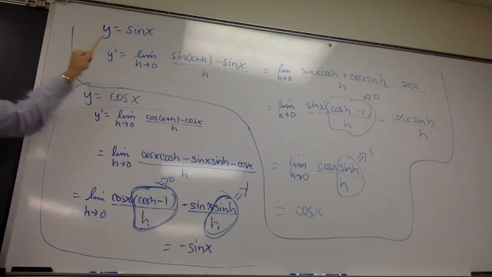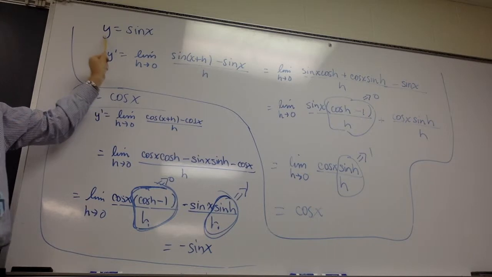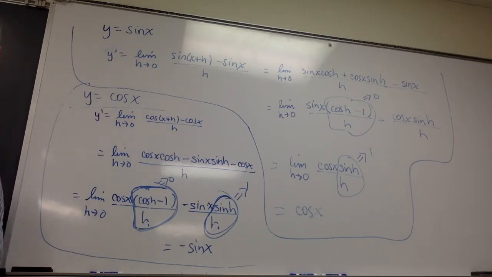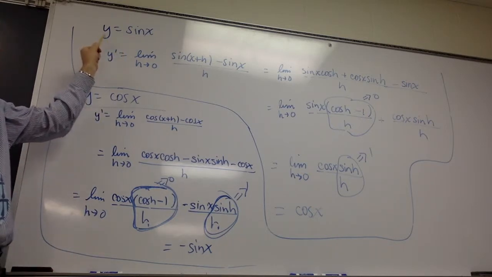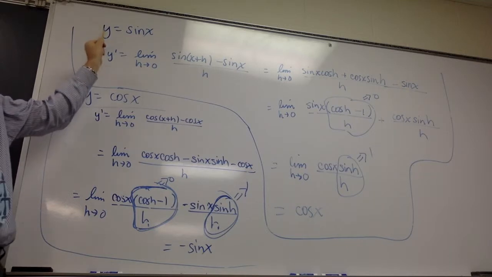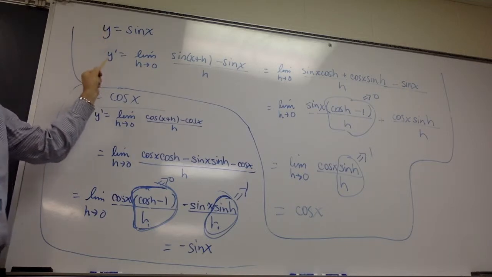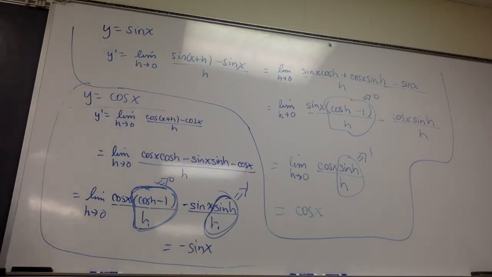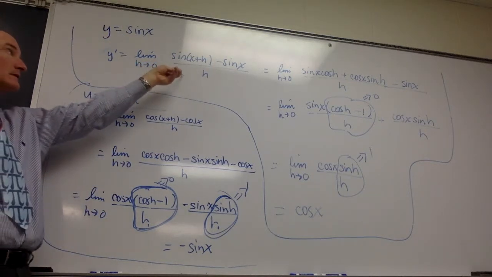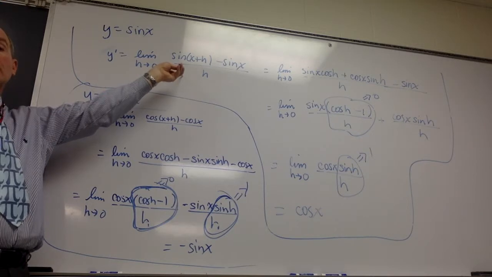All right, so I'm going to define y to be sine of x. I'm just going to use y and x notation here. I could use f of x notation if I chose to, so I could replace y with f of x and then y prime with f prime of x. Same thing.